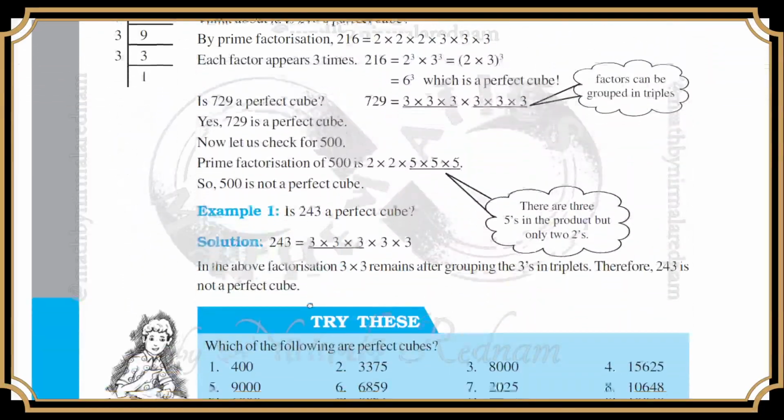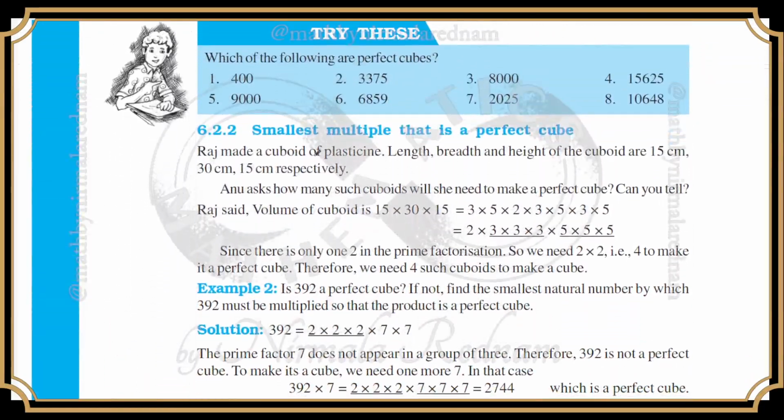And solved examples, please go through. And then I have one more, try these here. Which of the following are perfect cubes? Now how do you check that? I told you, you have to do prime factorization in order to check which of the following are perfect cubes. So let's do that.